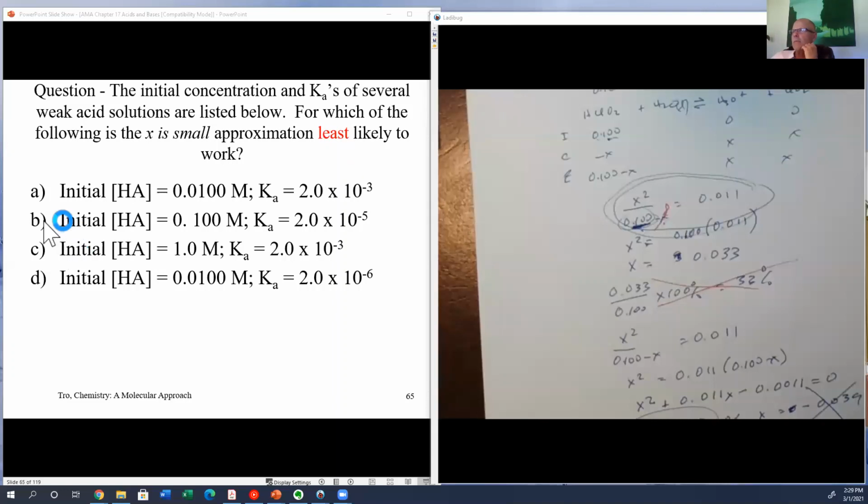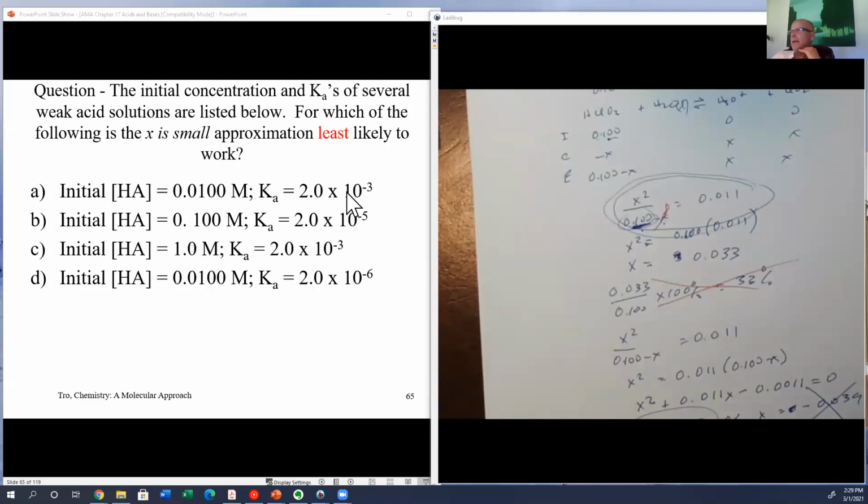which one of these do you think the x is small approximation is least likely to work for? So right away, I see that most of you eliminated B and D. That's good because those have small K's, right? Small K's, typically x is small works. These have a little bit bigger. So between these two, which one is it less likely to work for, A or C?